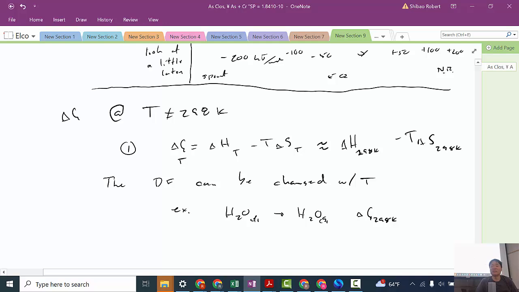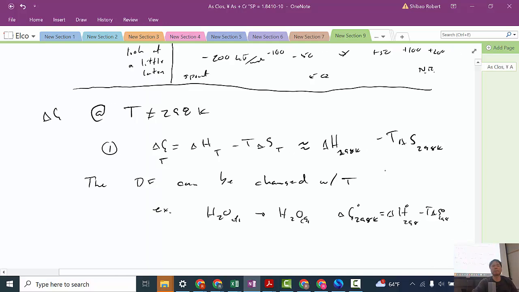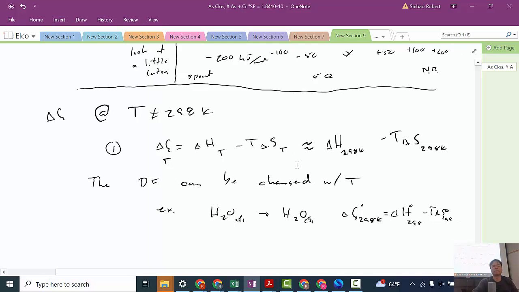And so delta G for this is going to equal delta H at 298 minus T delta S at 298. And so let's see how non-spontaneous this is under standard conditions. The standard conditions for this is 1 bar. And so for H2O liquid to H2O gas, let's calculate our delta H quickly.